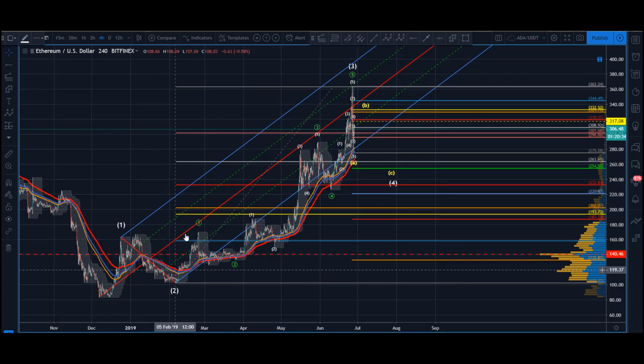So 1, 2, and then the subdivision's all there. I can go 1, 2. I've got an impulse in my 3, A, B, C in the 4. I've got an impulse in the 5. Right? So it's perfect Elliott trading.